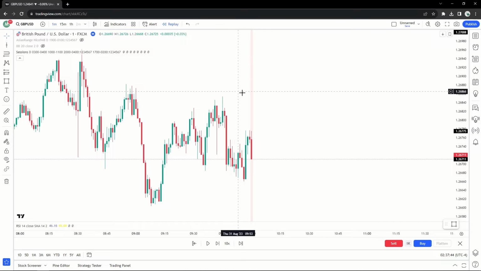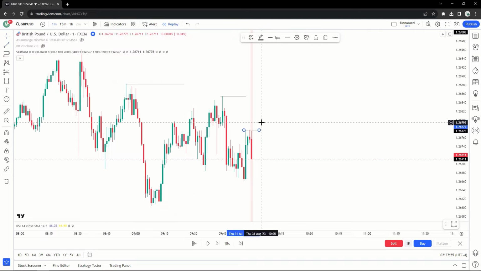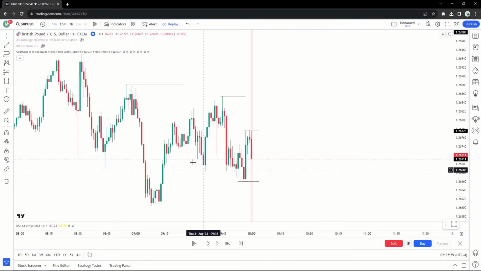But enough of that. First things first, what we need to do is actually mark out our liquidity. We have a high here. We have another high here. We have some equal highs right over here. We have a low right over here. Then we have some equal lows right over here. This is all of our liquidity.